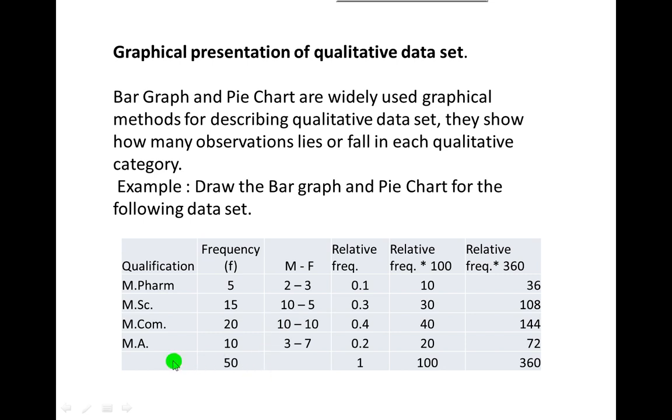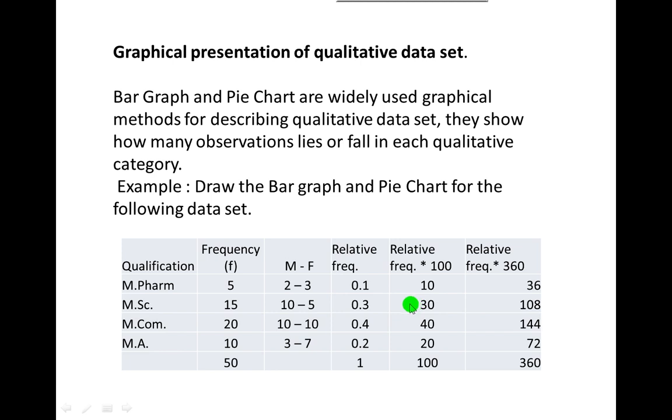This first column and second column is the given data. According to the definition, you know that the number of observations lying in a particular class is called frequency or class frequency. We have done this in the last videos. So this 5 is the frequency, 15 frequency, 20 frequency, 10 frequency. So we will draw the column according to the requirements.